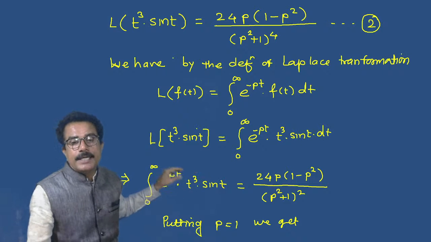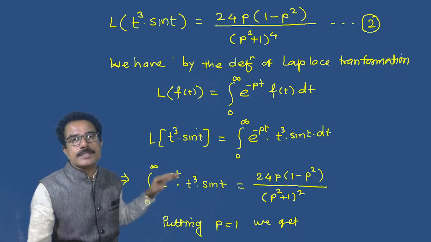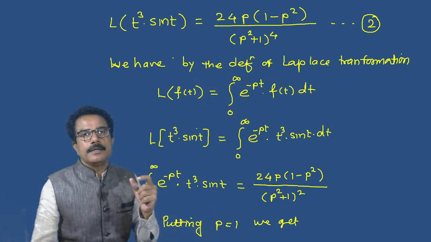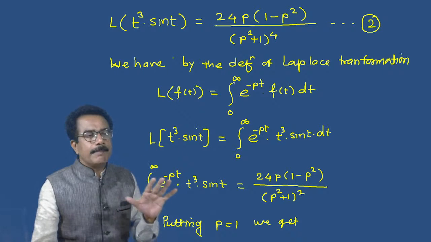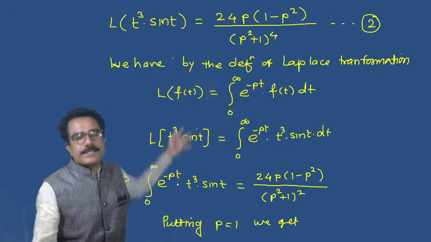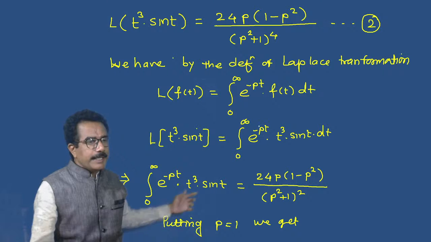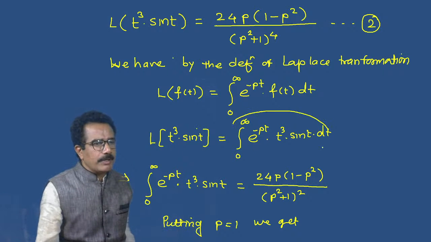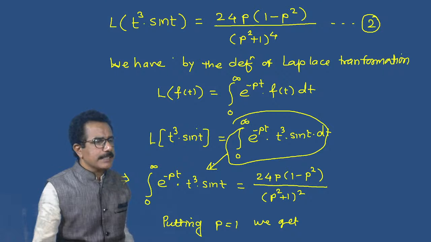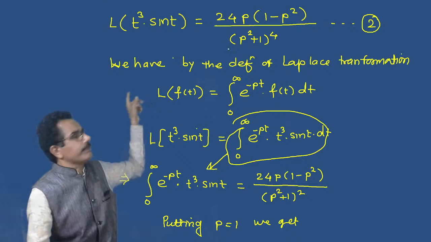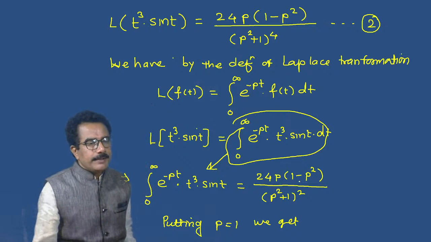We have written this here in detail, because in the last lecture a few of the students did not completely understand this last step, so I am going to revise this step. Now keep this term on the left side as it is, and we have calculated the Laplace transformation of t cube sin t from equation 2: 24p into 1 minus p square divided by p square plus 1 bracket raised to 4.